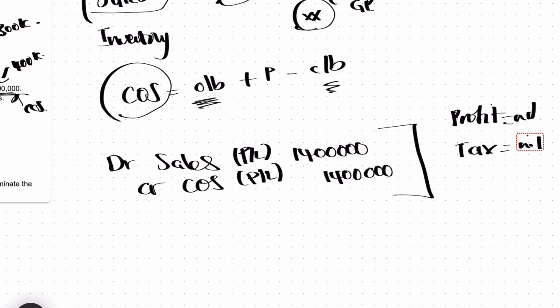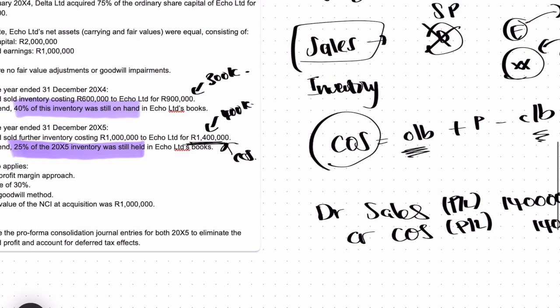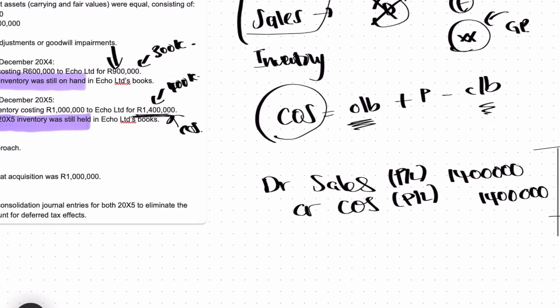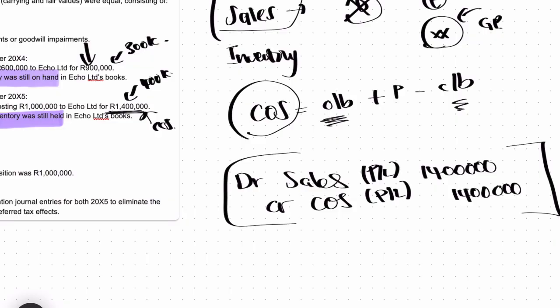Now, if we think about last year, where Delta would have recognized sales of 900,000, and then Echo would have recognized cost of sales of that 900,000, would we go and process a journal entry to eliminate that? Well, no, we don't need to.